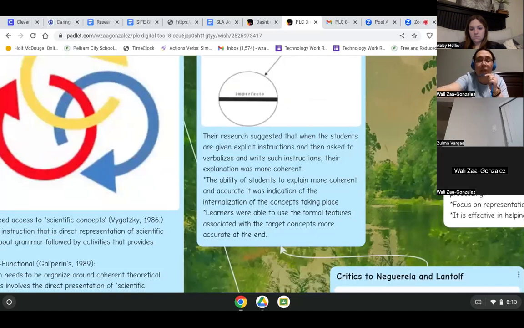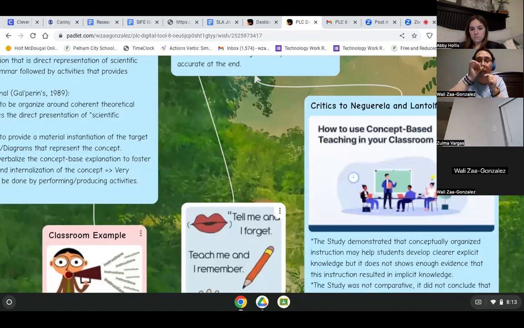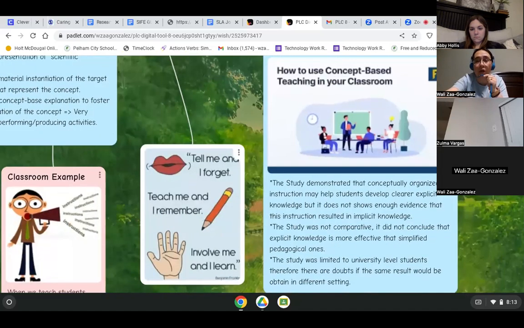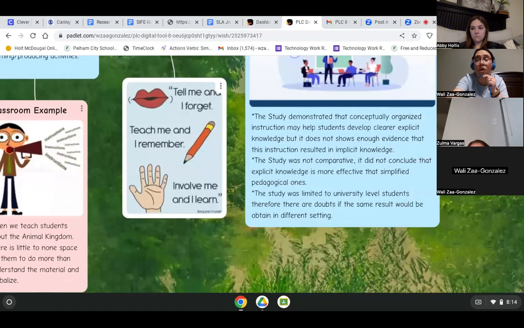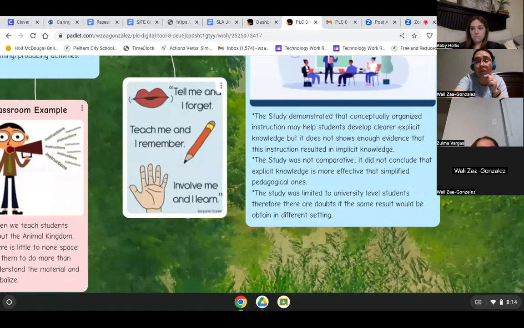What was the main criticism of this one? They say that the study demonstrated that conceptually organized instruction might help develop explicit knowledge, but it doesn't show enough evidence that it will result in implicit knowledge itself. And the study was not comparative, did not conclude that explicit knowledge was more effective than implicit, and the study was limited only to university students, so we don't know if it works in other settings.